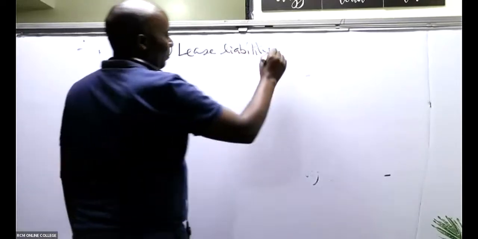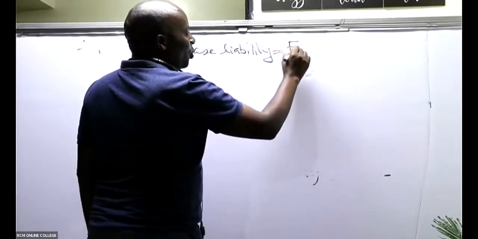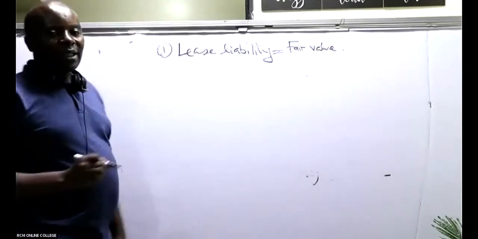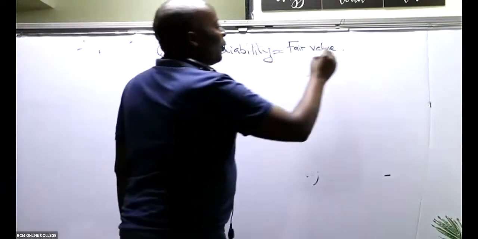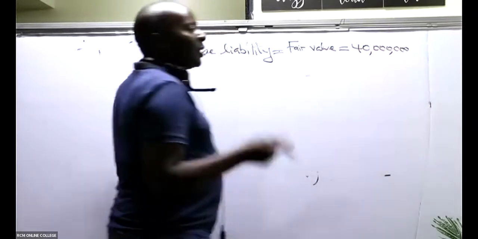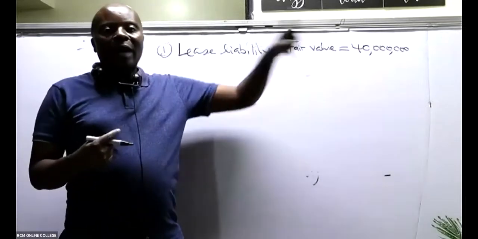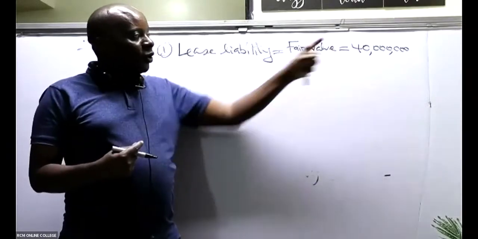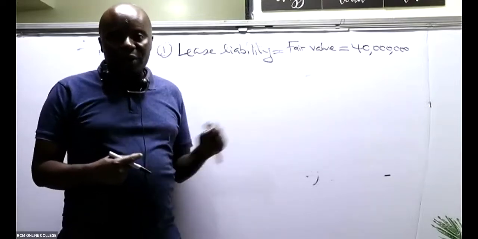How do we get this? First of all, this lease liability is always equal to fair value. Always. It's equal to the fair value of the asset or market value of the asset. So like in this question, they have told us that the fair value is 40 million. So automatically it means that as this tenant is taking up this space, he should be willing to pay the market value. So the total lease liability will be this 40 million. Because I've been given fair value, I don't need to discount at all.